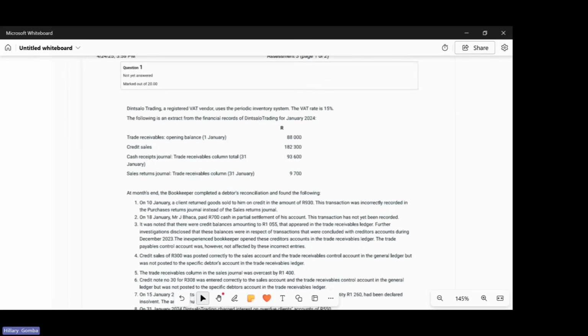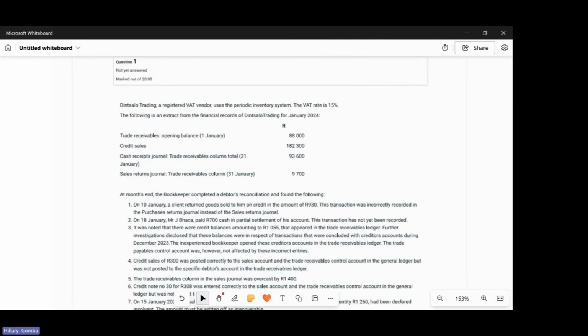Perfect. So you're welcome. So we can proceed. So we start off with our question 1, which is out of 20 marks, which says Dichalo Trading, a registered VAT vendor, uses the periodic inventory system. The VAT rate is 15%. The following is an extract from the financial records of Dichalo Trading for January 2024.